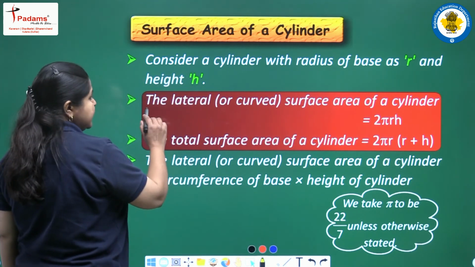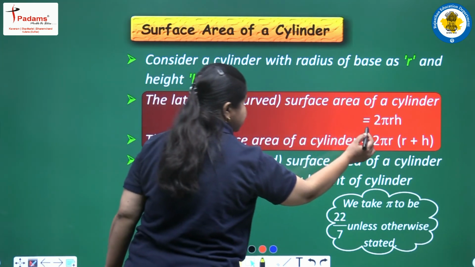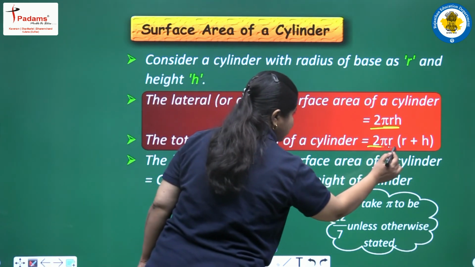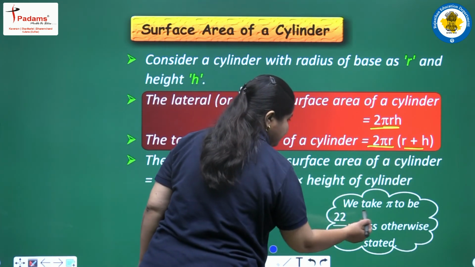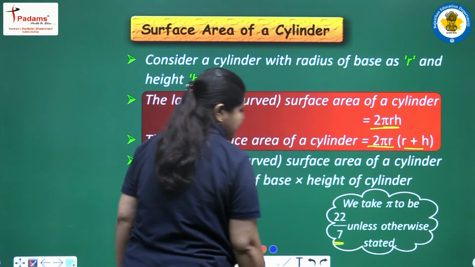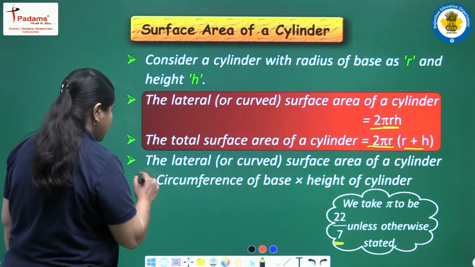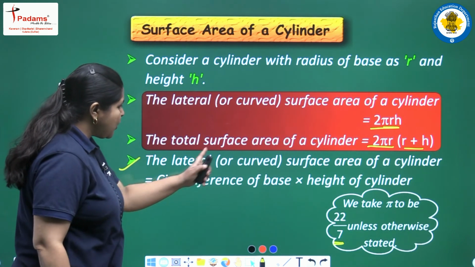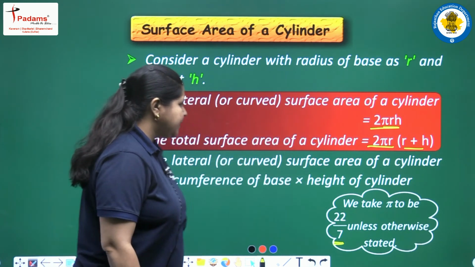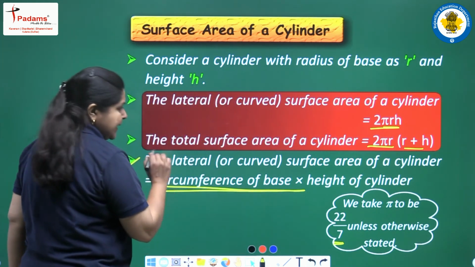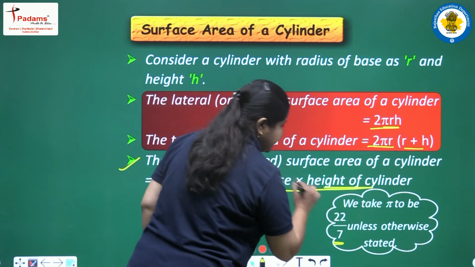We have the lateral or curved surface area of a cylinder is 2 pi r h, and the total surface area is given by 2 pi r into r plus h. Remember, we take pi to be 22 by 7 unless otherwise stated in the question. And one thing more that is important, the lateral or curved surface area of a cylinder is equal to the circumference of base into height of cylinder.